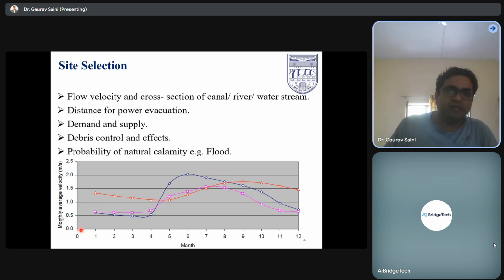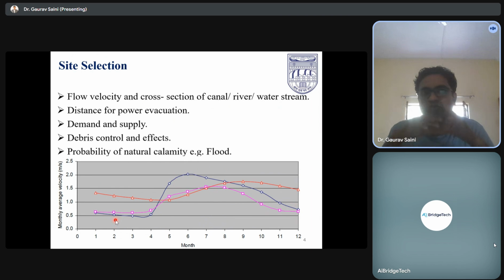So if we see the monthly average velocity, and this is the month of the year, you can see different kinds of possible curves. We have this kind of curve, we have this kind of curve, so we need to evaluate different sites. Different sites have different kinds of curves for the monthly average velocity. So we need a site that may maintain a velocity, because based on the velocity we need to select a particular technology.